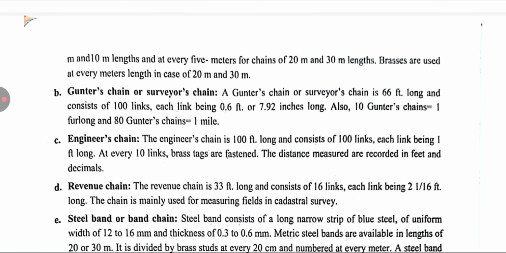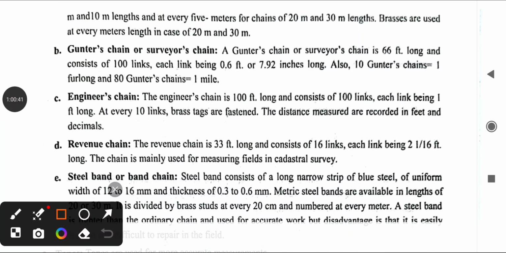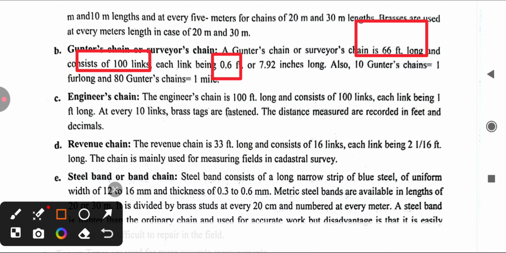Then there is the Gunter chain or surveyor chain. A Gunter chain or surveyor chain is 66 feet long and consists of 100 links, each link being 0.66 feet or 7.92 inch long. Also, 10 Gunter chains equal 1 furlong and 80 Gunter chains equal 1 mile.